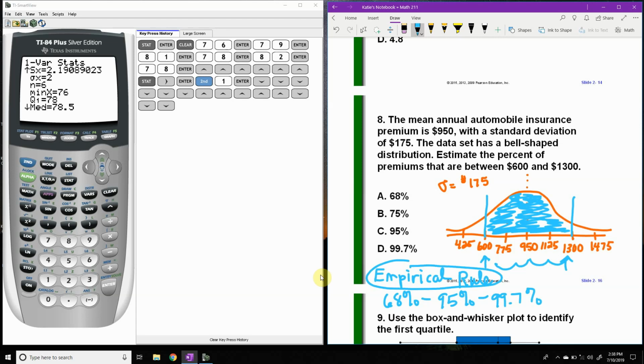The first percentage is for 1 standard deviation away, the second percentage is when we're 2 standard deviations away, and the third percentage is when we're 3 standard deviations away. Well, 600 and 1300 are exactly 2 standard deviations above and below the mean. So that means that we are in the 95% part of our empirical rule. So I'm going to answer C.